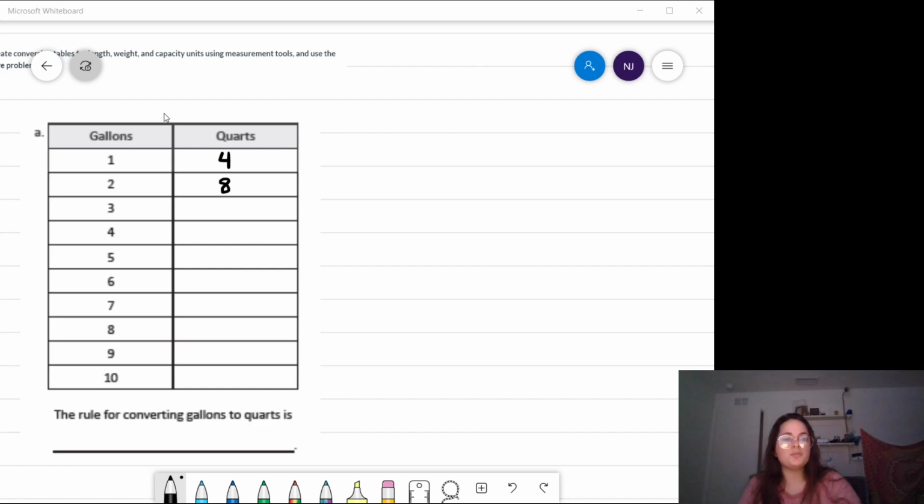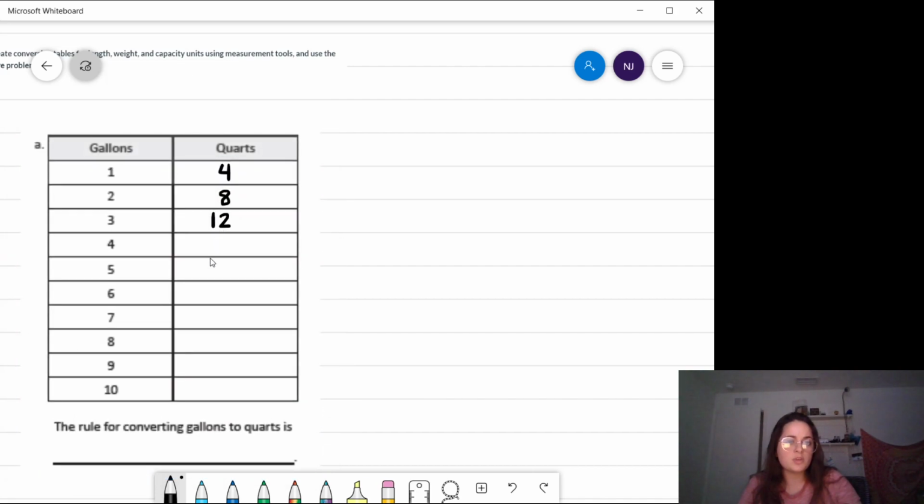Okay, I'm guessing you are ready to go over filling out this chart. So we've got 4 quarts in 1 gallon, 8 quarts in 2 gallons, 12 quarts in 3 gallons, 16 quarts in 4 gallons, 20 quarts in 5 gallons, 24 quarts in 6 gallons, 28 quarts in 7 gallons, 32 quarts in 8 gallons, 36 quarts in 9 gallons, and 40 quarts in 10 gallons.